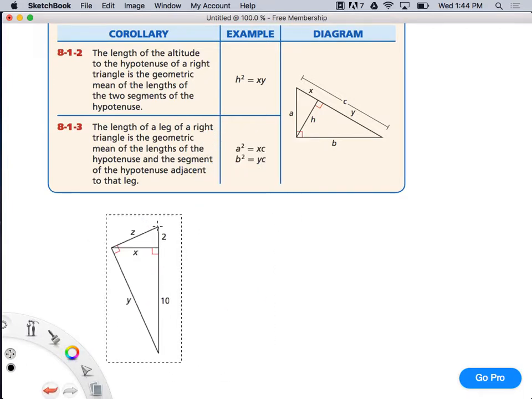So find X, Y, and Z for this one. How do we do it? Well, this is the altitude, right? So the altitude is the square root of this times this.